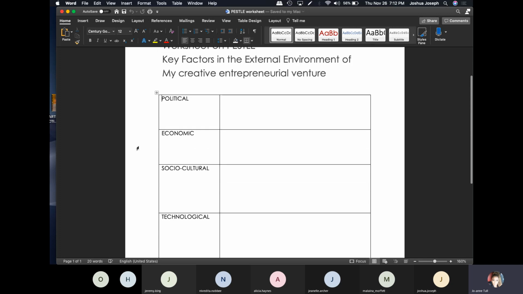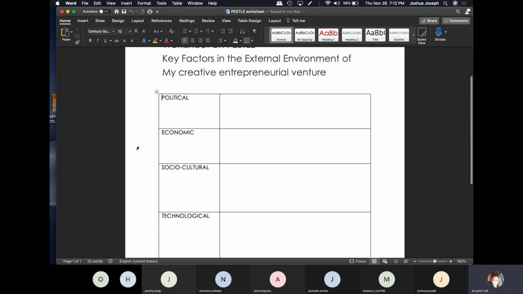So for those who've not used theirs, let's give it a shot. Can somebody suggest their project, their venture, and identify maybe one or two political factors? And remember, political factors can be industry politics or governance.